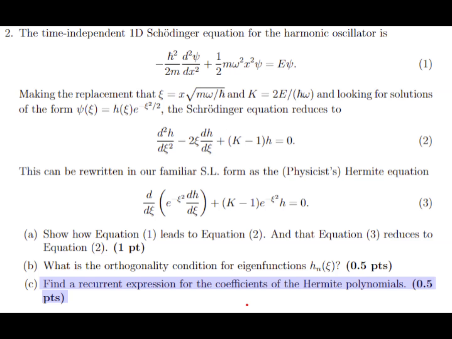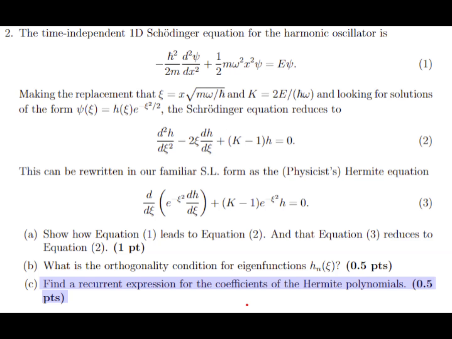And then it says this can be rewritten in Sturm-Liouville form as the Hermite equation, which is equation number 3. And so the question is asking that we need to show how equation 1 leads to equation 2, and that equation 3 also reduces to equation 2.